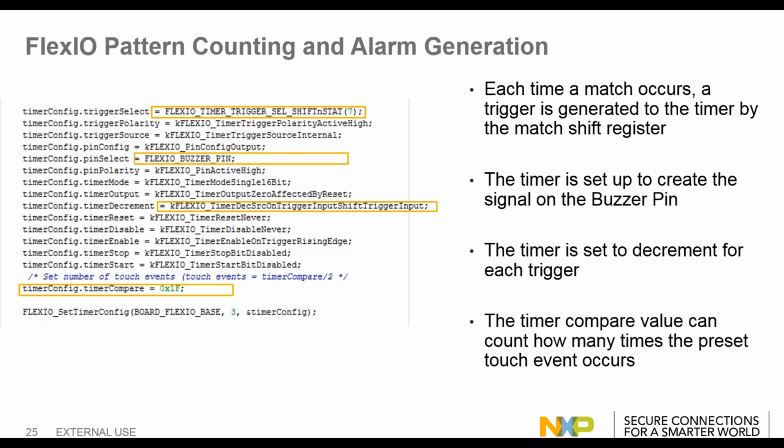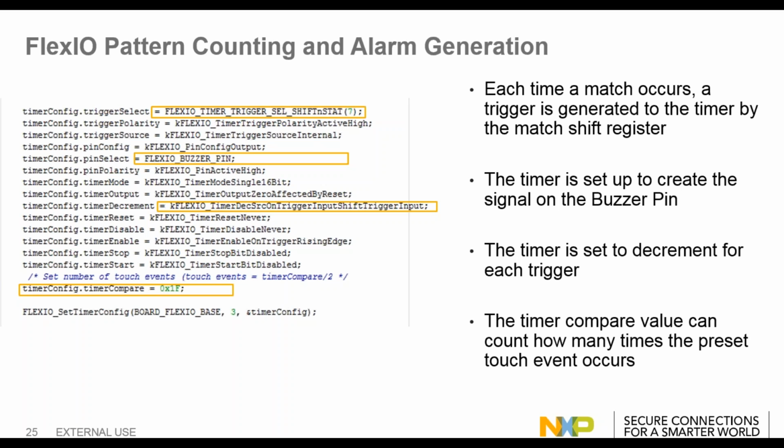And so the important aspects of this configuration for this FlexIO timer are that the trigger is coming from the status of the shifter that is doing the match. That's the shifter 7. The pin that is associated with this timer is the buzzer output pin. So once the timer times out, it will toggle that pin. And then the way this timer is decremented, or what it is counting, is the amount of triggers.